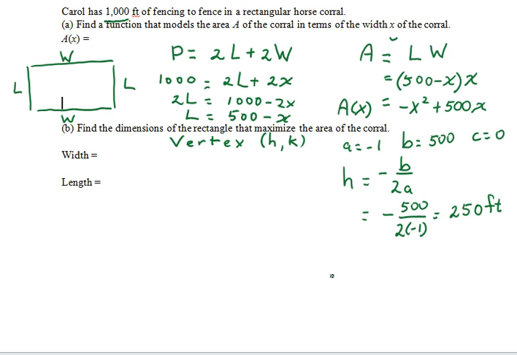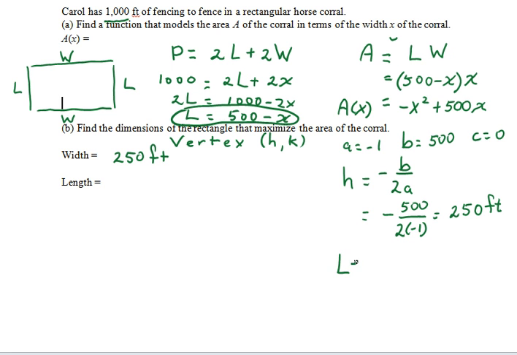So the dimensions that will create the maximum area are, for W in this case, equals 250 feet. But then what should the length be? Now we have to go back to the fact that our length is 500 minus x.